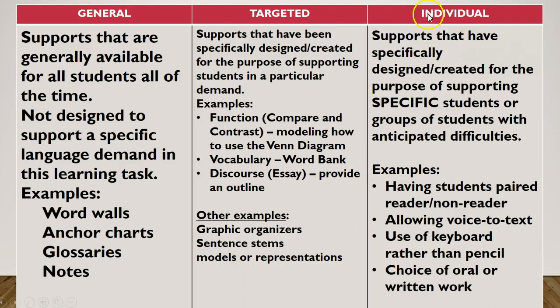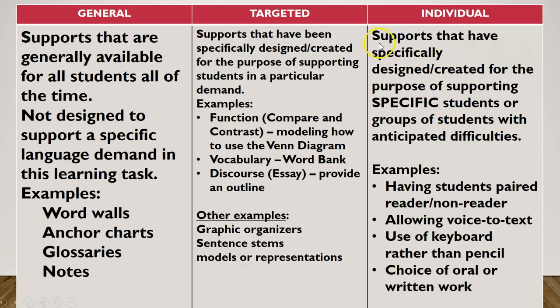Okay, so an individual, these are supports that have been specifically designed or created for the purpose of supporting specific students or groups of students with anticipated difficulties. So, for example, having students pair up, reader, non-reader, allowing voice to text, having students be able to use a keyboard rather than a pencil, having them be able to choose to do their work either oral or written. So these are some supports for individuals.